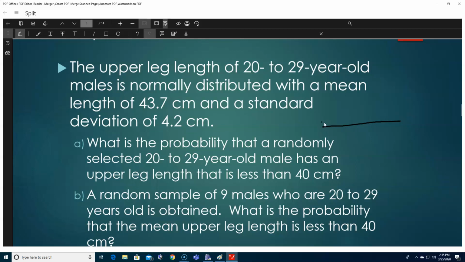this leg length compared to the population, right? There's no sample size, so we don't have to alter our information. So we just are using the normal CDF. We're not changing any information whatsoever. So we have our average, 43.7. We have our 40 centimeters. And we need to be less than 40 centimeters, which is everything to the left.